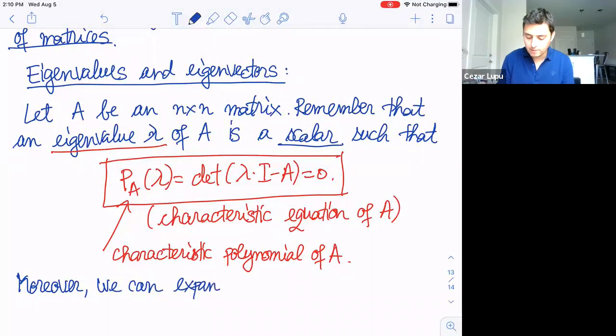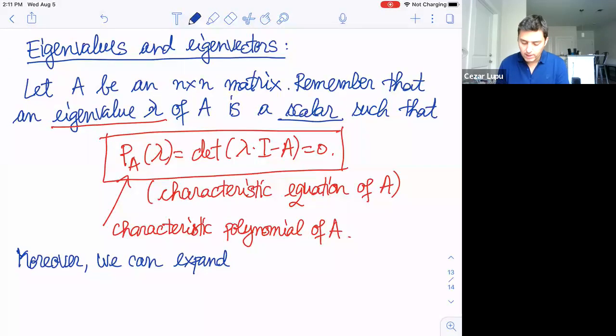We have seen last evening how we expanded this polynomial for 2 by 2 matrices. When we expand it for 2 by 2 matrices, it will be a quadratic polynomial, and the coefficients, as you have seen, are the trace and the determinant, but we will write it anyway. So moreover, we can expand the characteristic polynomial.